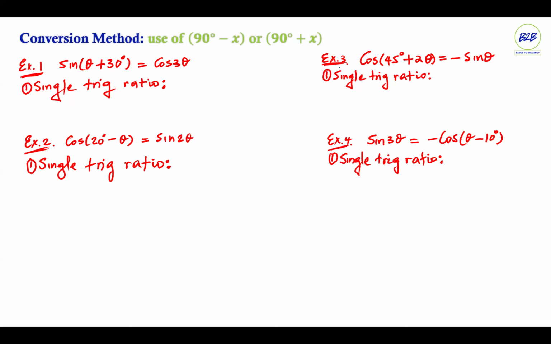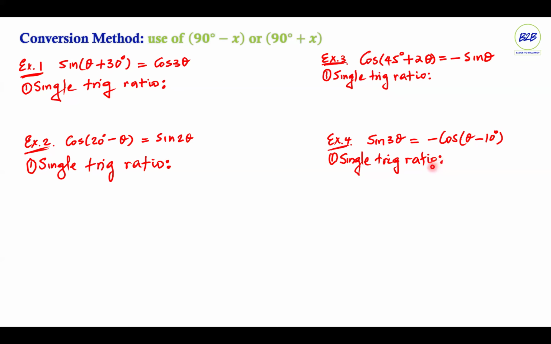In the third example, there is cos 45 degrees plus 2 theta equal to minus sine of theta. How do we then strive here for a single trigonometric ratio? In the last example, there is sine 3 theta equal to minus cos of theta minus 10 degrees. The question remains the same. How do we then strive for a single trigonometric ratio?